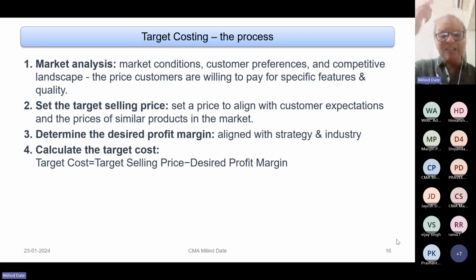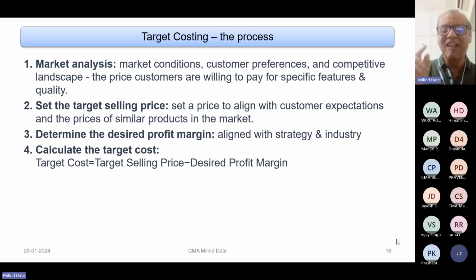In that Nano example that I referred to, the market gave the price of 1 lakh of rupees in those days. Tata said, hey, we have to have a 10% margin. So it was 90,000 rupees that was the target cost. The question was, is it possible to produce a car at such a low price? When the initial estimates were taken, the cost came to somewhere close to 2 lakhs of rupees.